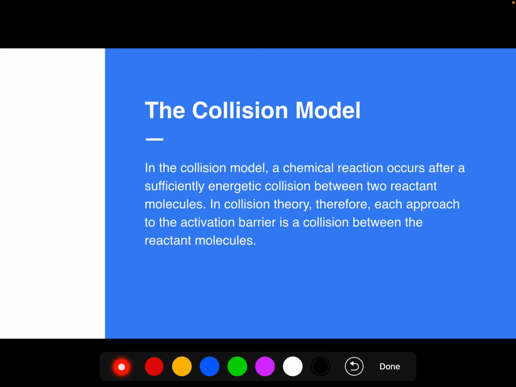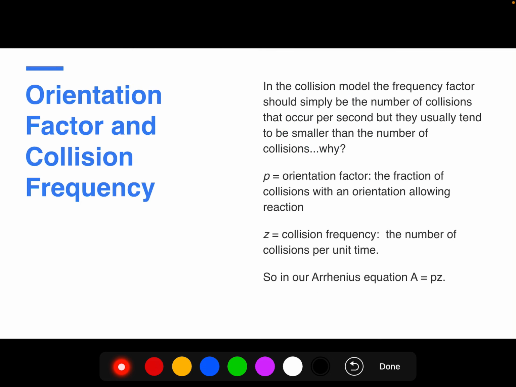So let's think back to the collision model again. There's something very important that I did not discuss just now, and that is orientation. And orientation actually goes into making the frequency factor. So the frequency factor is actually made up of two other variables. One's called the orientation factor, the other is called the collision frequency. And just like the frequency factor is the number of attempts at getting over the activation barrier, the collision frequency is just the number of collisions.